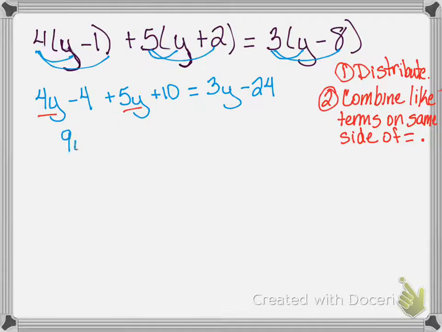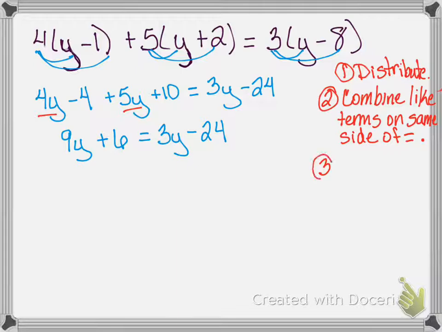Now, I have another set of like terms. What's my other set of like terms? Negative 4 and 10. Okay? Those are like terms. Negative 4 plus 10 is 6. So I have 3y minus 24.